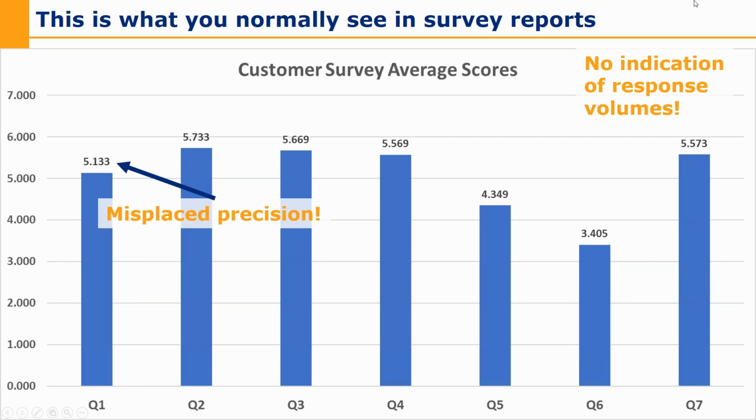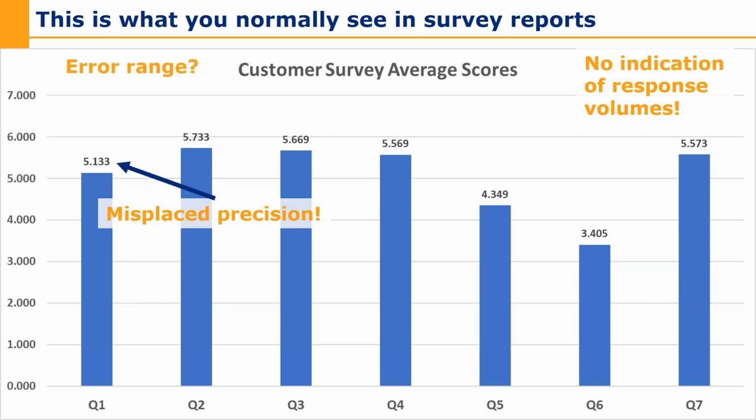You don't know how many response volumes, so you don't know whether this has come from 1,000 responses or 10 responses, and that will impact on how much error is in each of these responses. So that's really important to know. If you don't have response volumes, you can't really get an understanding of how much error is here. And the error is the big one.